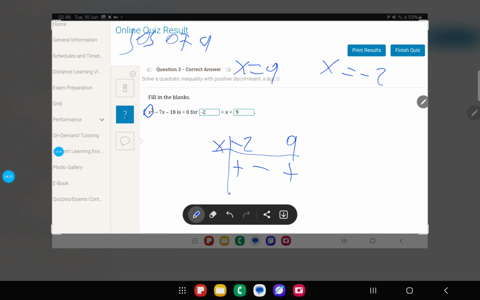Now that we have this table, we can know what they want. Now they're asking for less than 0. See, it's less than 0. So if it's less than 0, they're basically asking for the negative, right? Because negative is less than 0. And negative here, it's in the between. So that's why we put it like this. Negative 2, less than x, less than 9. It's in between. When it's negative, it's asking for negative here, right? Since we got negative in the middle, it's between. So they ask for negative, we put it in between. Alright, that's it.